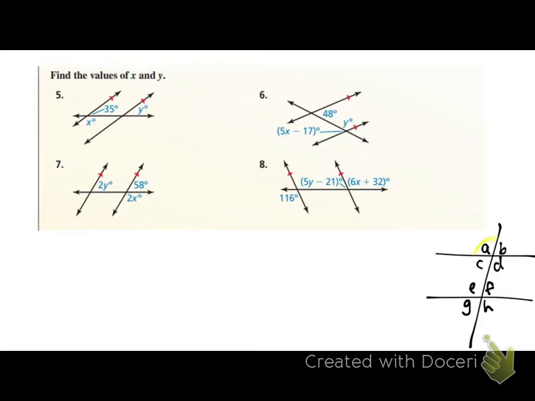All right, what angle is vertical to A? D. Okay, so they're the same measure. So A and D. So remember that in these, you can cut and paste your information from the top intersection to the bottom intersection. So that means A is in the same place as E, so they're going to be the same measure. D is in the same place as H, so they will also be the same measure.